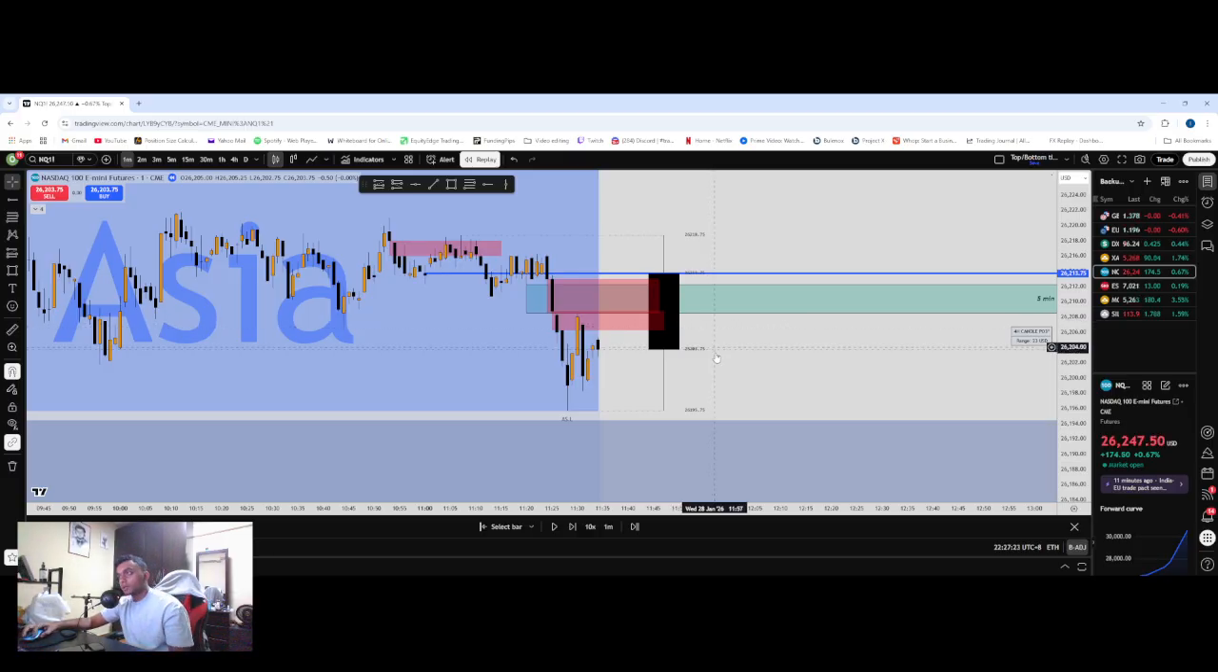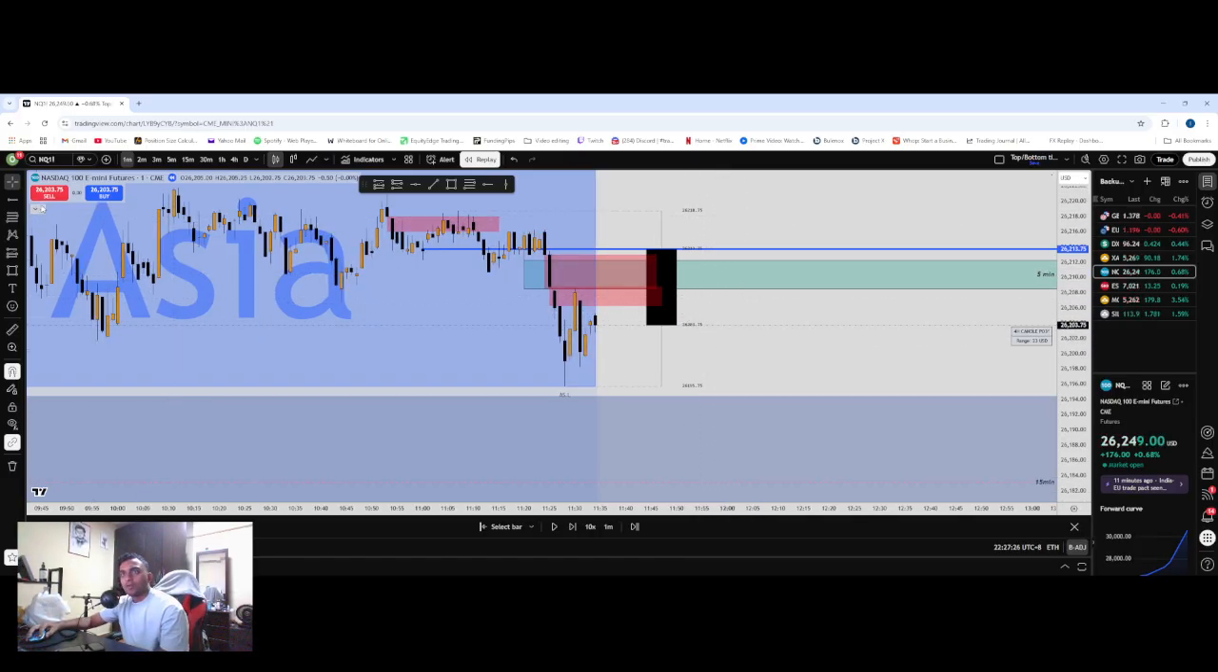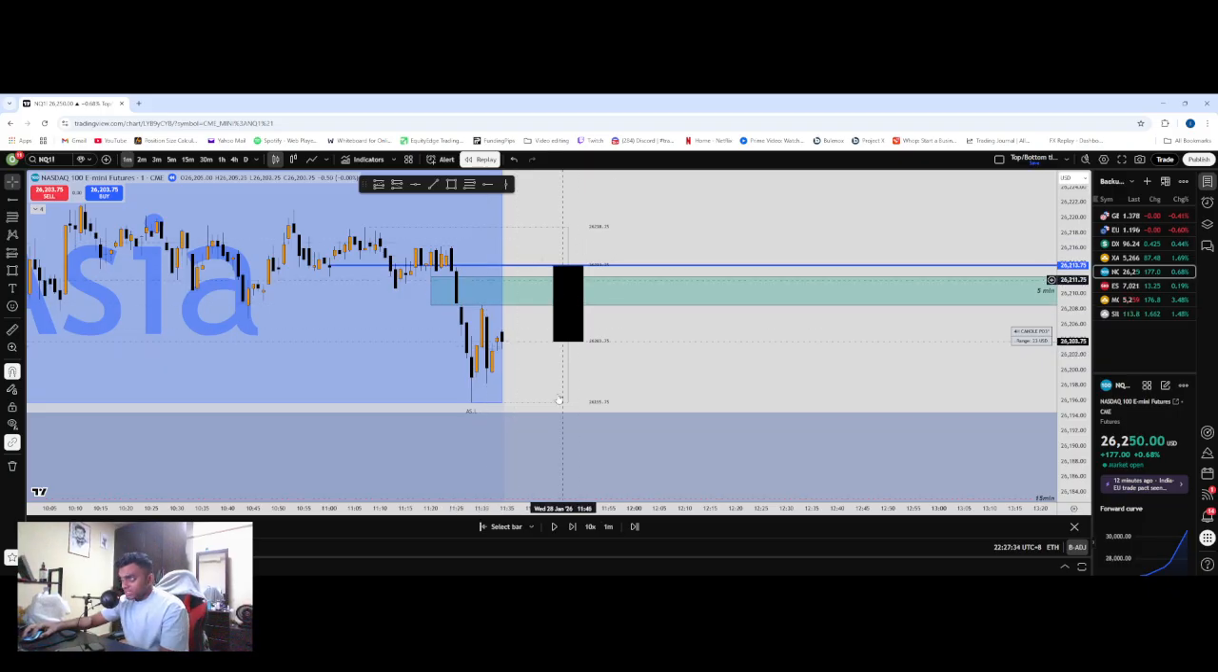So that's what I did. So you see this 5 minute, let me take the fair value gaps off right now so that it doesn't confuse you guys. As you can see, it's going down. Let's say I don't have any daily bias for the day. This is what I'll be looking at.